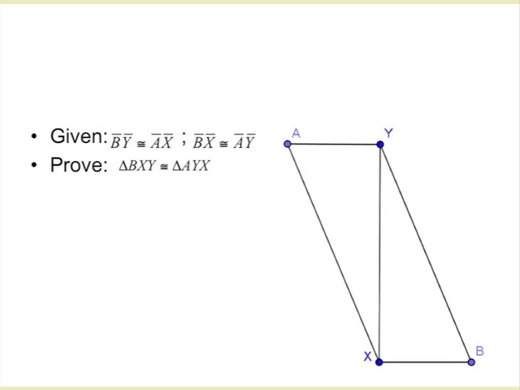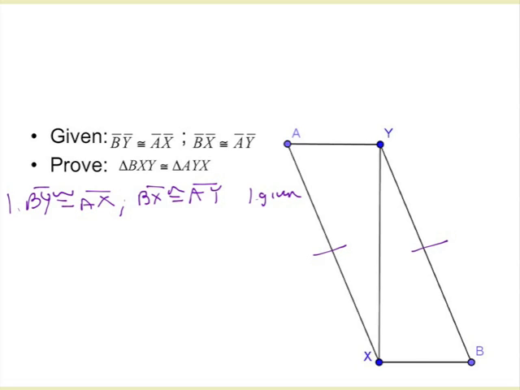Alright, so start with the given. It's a good place to start. And I like to mark my picture. So BY and AX, EX and AY. So 2 things marked. We always need 3 to be able to say that our triangles are congruent. So I need something else. What else do I know about these 2 triangles?